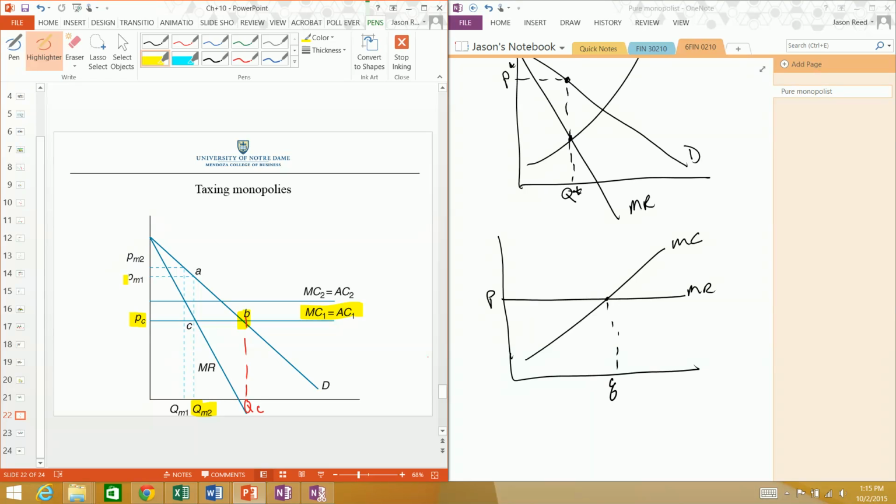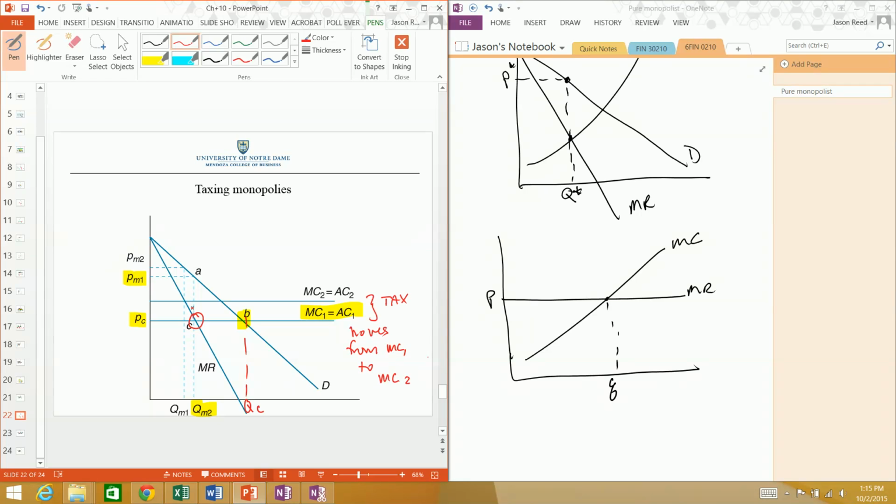And their price here is at PM1. And we know that because of the intersection of marginal revenue and marginal cost at point C. So now we institute a tax. So the tax moves the marginal cost from MC1 to MC2. And again, this is just very simplified.